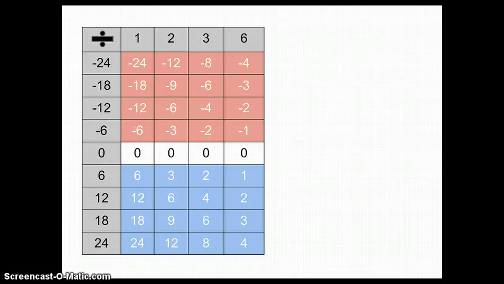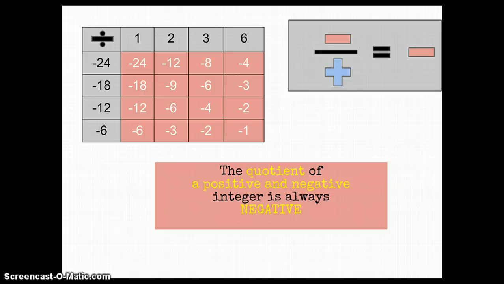This is what your completed array should look like. The quotient, or answer, when you divide a positive and negative integer is always going to be negative. So if we take a negative divided by a positive, we will get a negative answer.